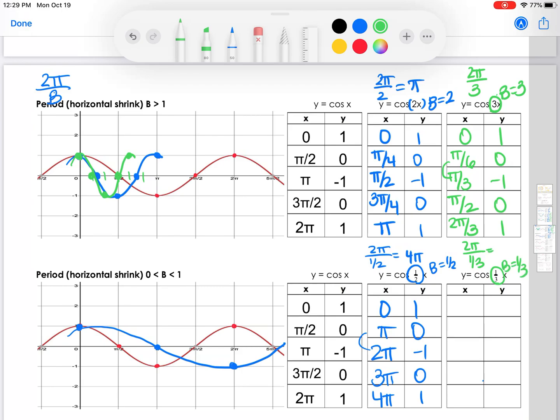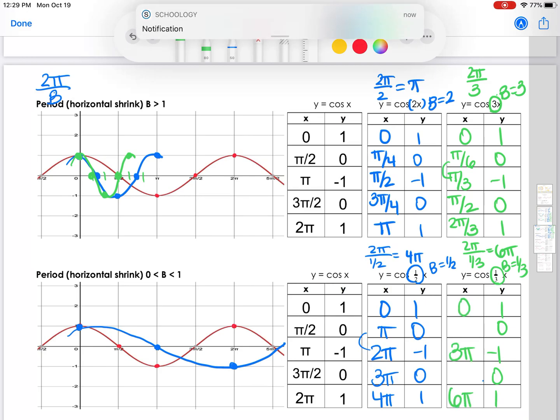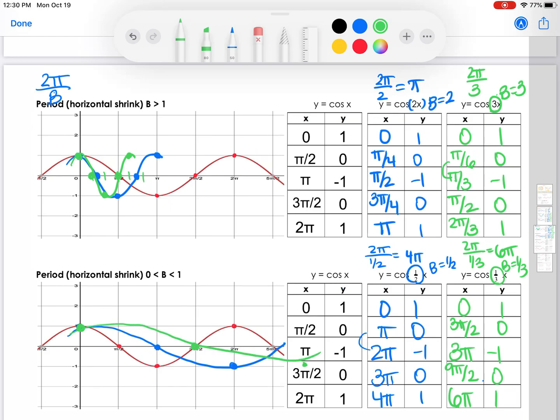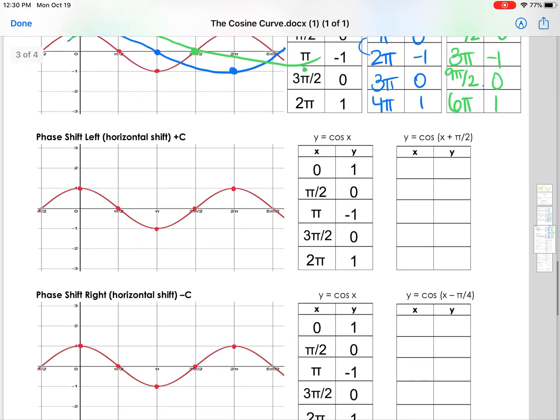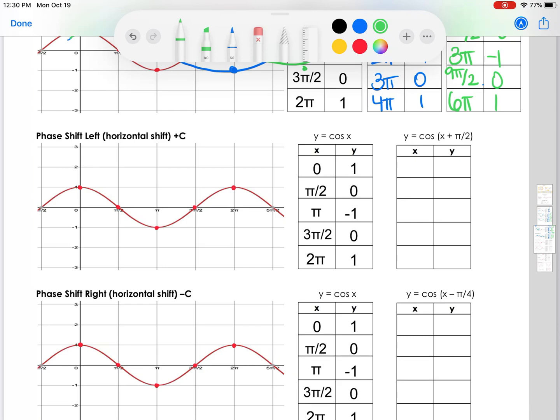Same concept here. I have 2 pi over a third because b is equal to 1/3. When I keep change flip that third, I'm going to get 6 pi. Again, y is not being affected. Nothing's on the outside, but I do have from 0 to 6 pi. Halfway would be 3 pi. Halfway again would be 3 pi over 2, and 9 pi over 2 would be the last point. Again, definitely not going to fit on here. We'll just plot what we can. So we have 0, 1. We have 3 pi over 2, 0. And the next point would be somewhere down here. So it's definitely way more stretched out than the other two.